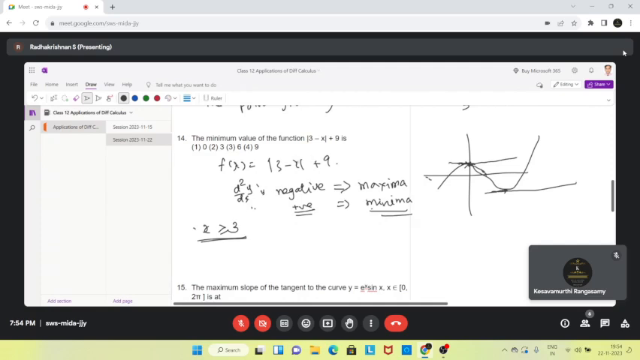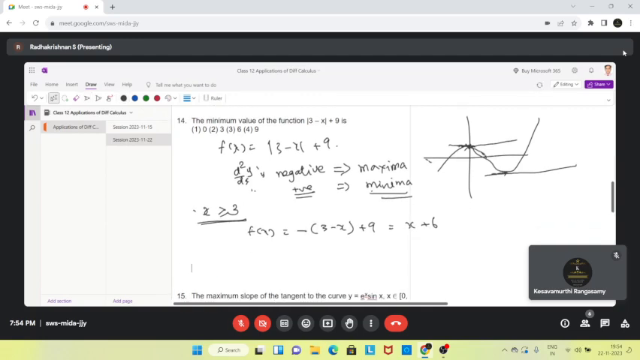When x is greater than or equal to 3, 3 minus x will be a negative value. So mod means we have to take the positive, that means we have to apply a negative. In this range, the mod will be minus of 3 minus x, plus 9, which is x plus 6. What is f dash of x? It is equal to 1.